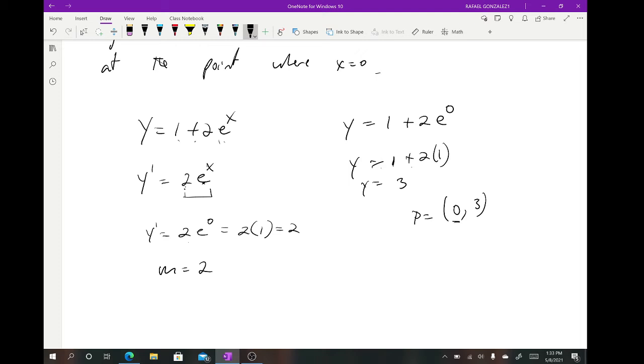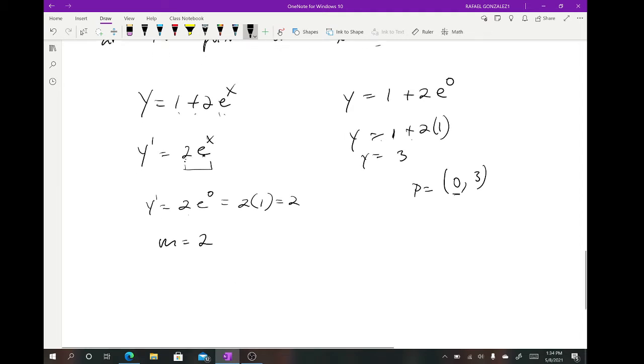Okay, remember, this is something that was very important in the beginning of the course and still is important until now. The derivative gives us the slope of the tangent line at a particular point. Okay, it gives us just the instantaneous rate of change at a particular point.